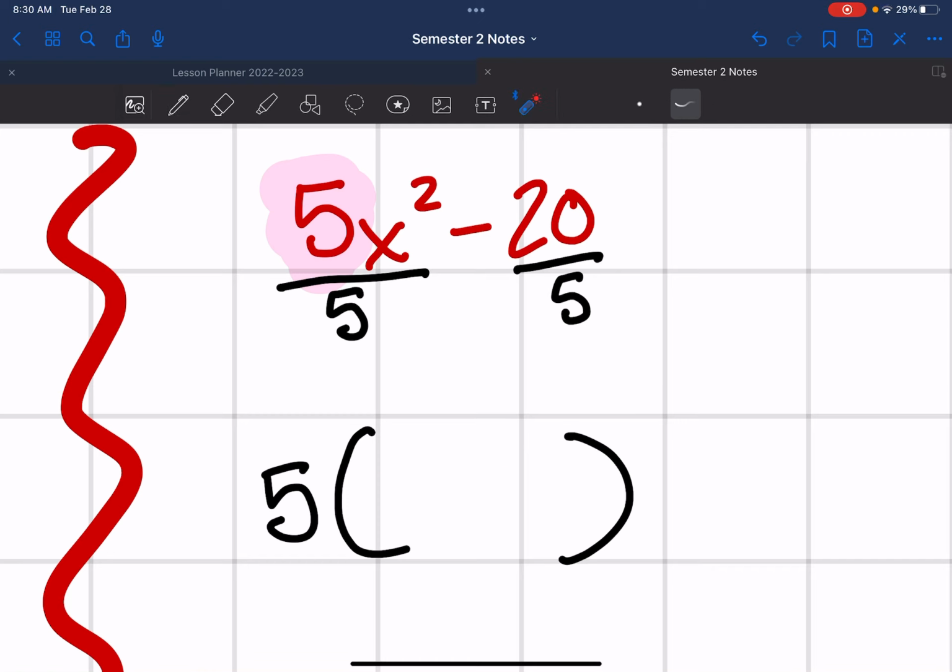So I'm going to do 5 divided by 5. That's going to be 1. And my x squared is just going to come straight down. Minus 20 divided by 5. 20 divided by 5 is going to be 4. So I'm going to write a 4 down there.